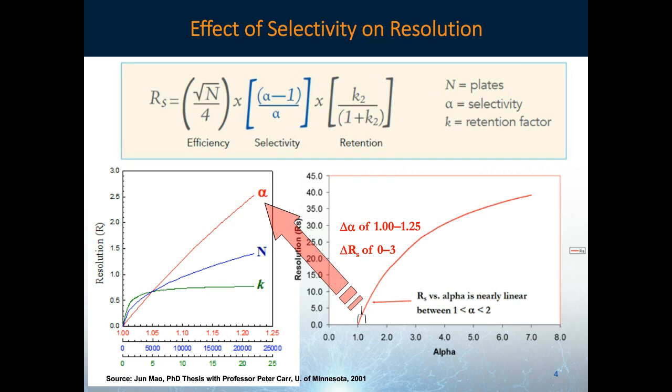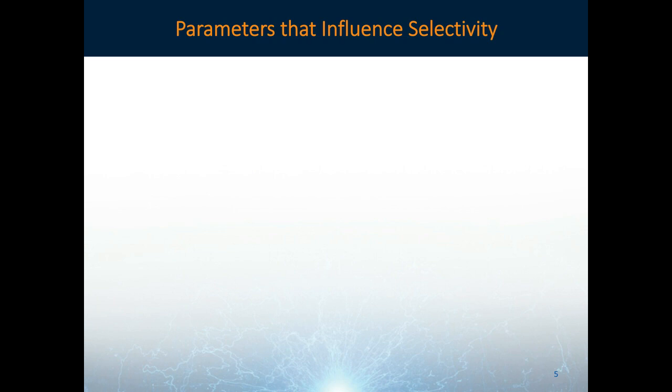So there are several parameters that influence selectivity. Mobile phase, what I mean by mobile phase is the organic component of the mobile phase, whether that's acetonitrile, methanol, or THF. And I've starred the ones that are more effective at influencing selectivity, just so you know which ones have more impact. The next parameter is column type.